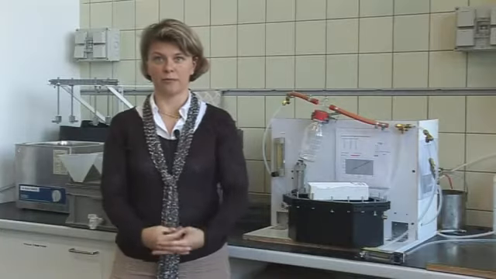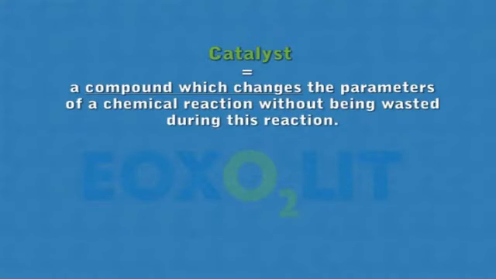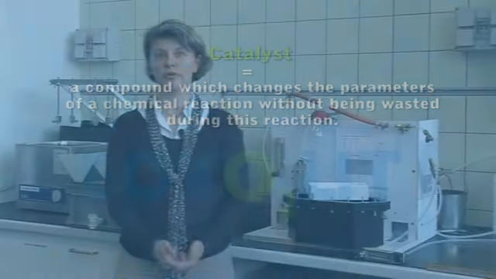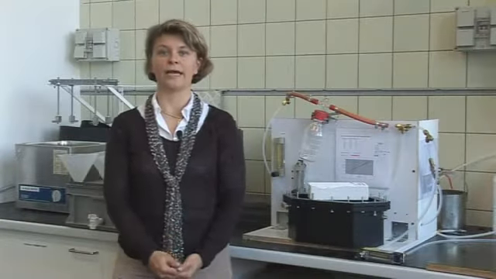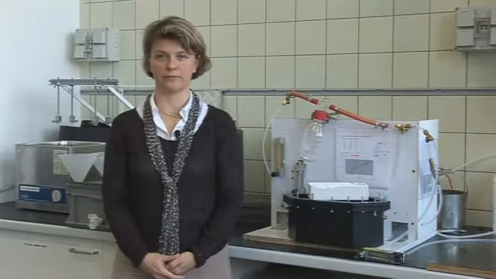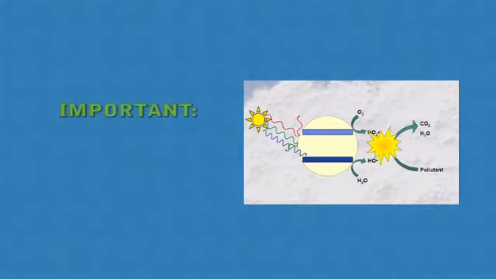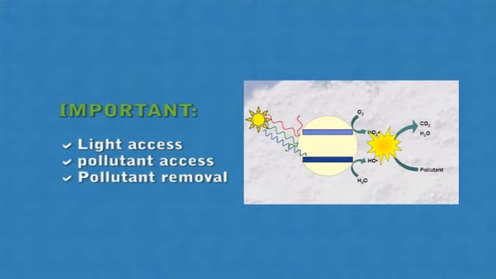Catalyst means that there is something present at the surface which starts the reaction, but which will not take part in the reaction, which will not be consumed by the reaction. This is important because it will stay on the surface and it will stay active in time. Heterogeneous means that there is a gas phase which will come to the surface, a pollutant in a gas form, will react with the surface, it will depollute, it will oxidize to less pollutant materials. So there are three important things. First is the presence of light, the presence of the catalyst and the pollutant at the surface, and then the removal of the pollutant from the surface.